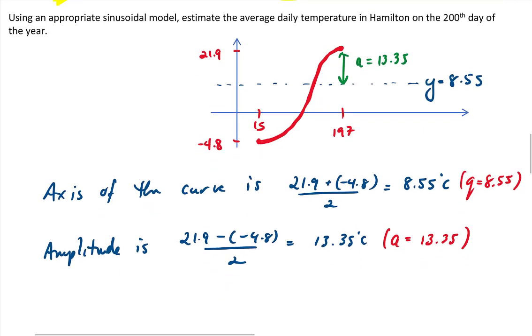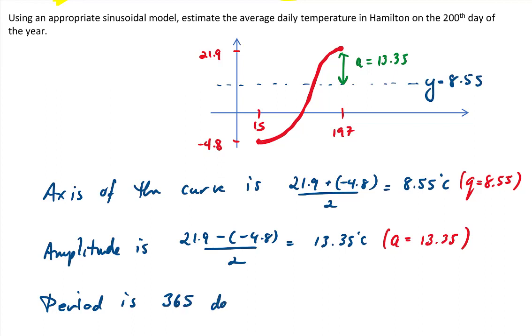Now that we have the amplitude, let's determine the period and our K value. And for this one, I'm going to assume that the period is 365. And of course, that refers to 365 days, the number of days in a year. And if that's the case, our K value then is going to be 2 pi divided by 365.